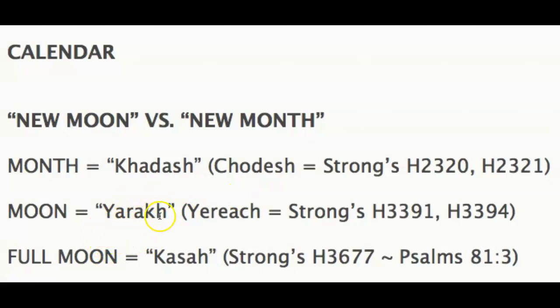The first word is Yarak, which is Strong's H3391 and H3394, and then the phrase full moon, which means Kasa, from Strong's H3677 and Psalms 81 verse 3, and we're going to be taking a look at all of these so you can see the bigger agenda, because in your scripture, should it say new moon or should it say new month? Because a lot of people just see the phrase new moon and automatically assume that it says new moon, so that means that the calendar is based on the new moon and each month is based on a new moon. But is this the case, or is there something else that they're not telling you?